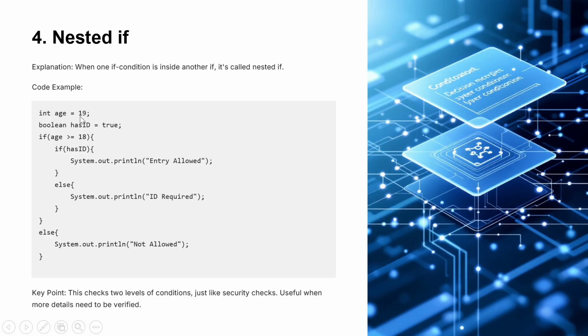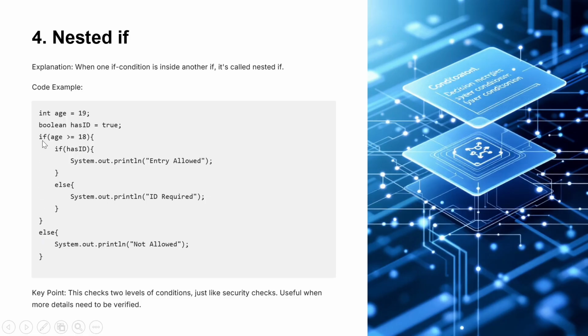If we talk about this case, then age is 19. So we will check here, age is greater than or equal to 18. Yes, our age is greater than or equal to 18, so it will go inside this block, and again it will check whether hasId is true or not. At initialization, hasId is true, so it will go inside this block, and this statement will be printed: entry allowed. Once the if block is executed, it will not go to else, and this whole block is now executed, and now it will move to the next block.